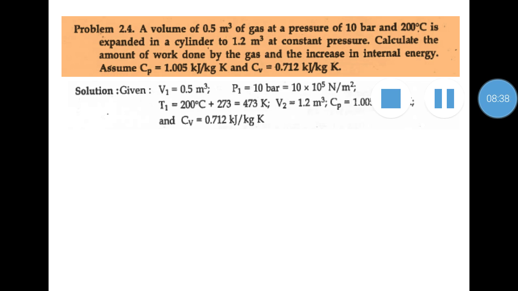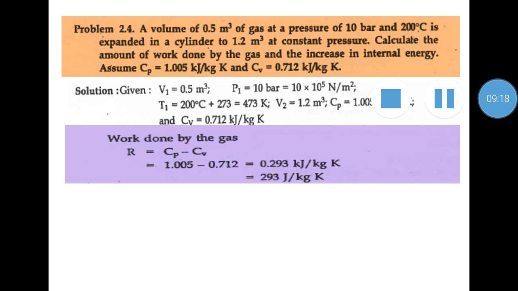P1 is equal to P2 is equal to P is equal to 10 bar, that we have to convert into Newton per meter square. 10 into 10 raised to 5 Newton per meter square it becomes. And initial temperature T1 he has given 200 degrees Celsius, so we have to convert it into Kelvin. For that we add 273, 200 plus 273 becomes 473 Kelvin. Next it is expanded to volume V2 equal to 1.2 meter cube, and he has given Cp is 1.005 kilojoule per kg Kelvin, and Cv is given 0.712 kilojoule per kg Kelvin.